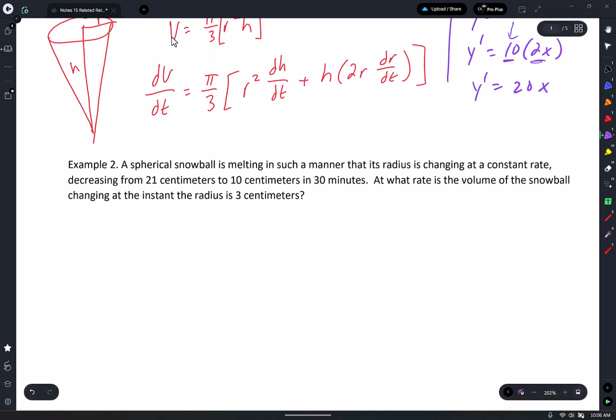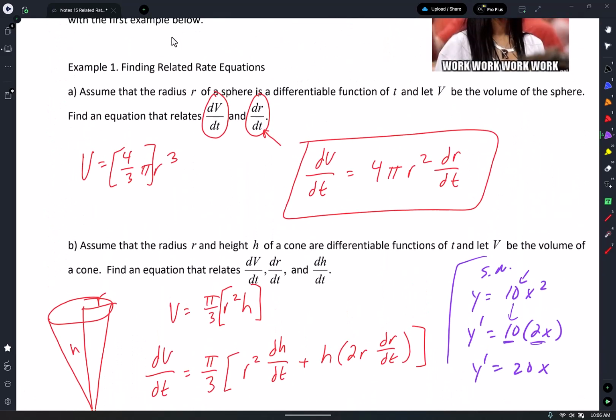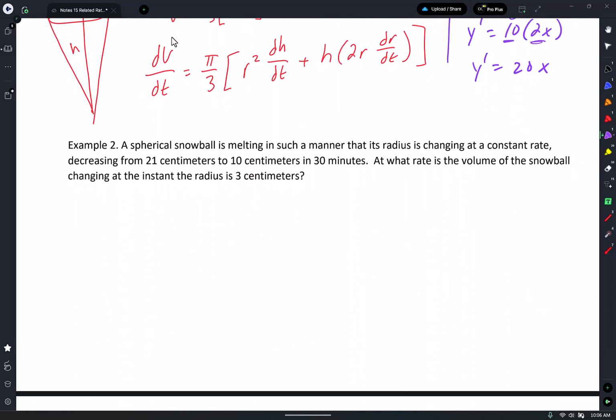It deals, maybe I should have done example 1, example 2 after the letter A, because it's a sphere. A spherical snowball is melting in such a manner that its radius is changing at a constant rate, decreasing from 21 centimeters to 10 centimeters in 30 minutes. So let's see, 21 centimeters to 10 centimeters. What's that? Negative 11 centimeters over 30 minutes. At what rate is the volume of the snowball changing at the instant the radius is 3 centimeters?